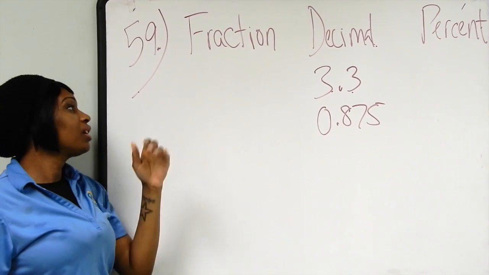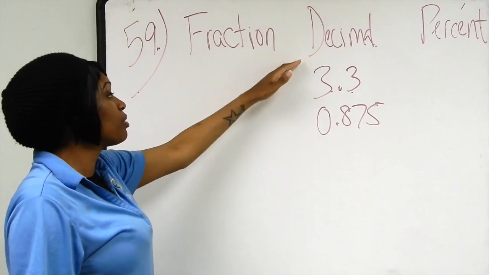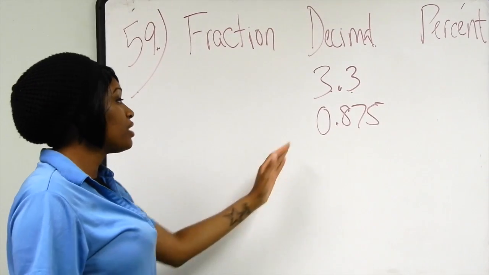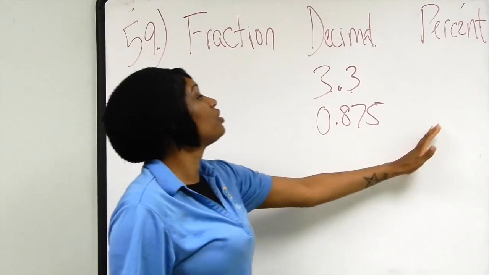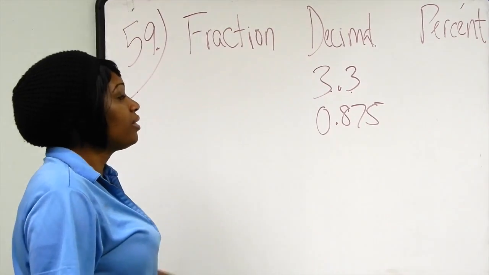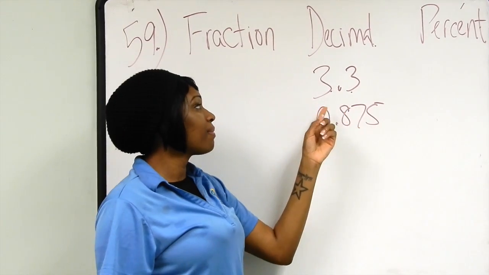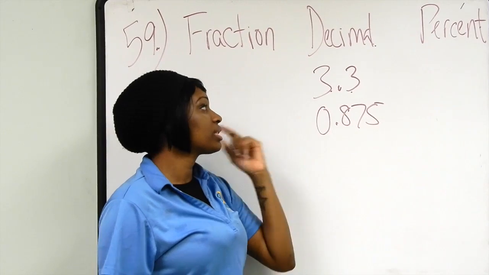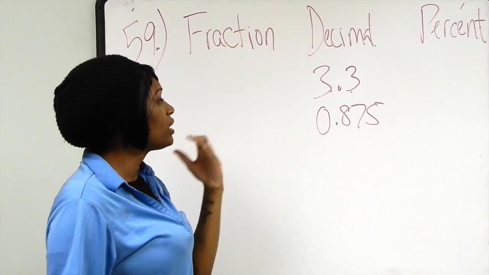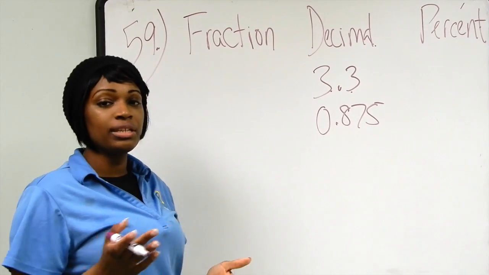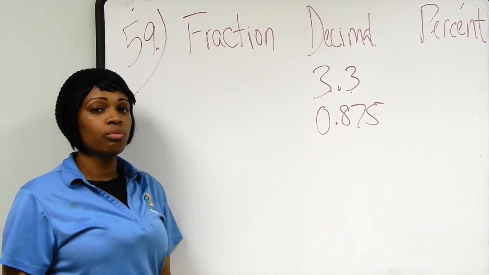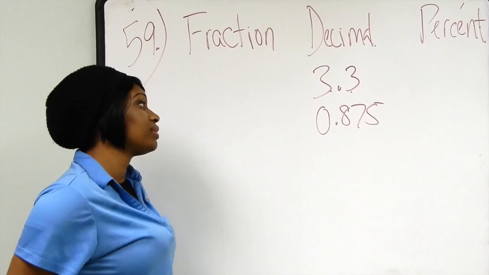Question number 59, we're trying to change the decimals that we have, 3.3 and 0.875, and we're trying to convert them to both percentages and fractions. The easiest thing you can do for this problem is to first convert it to percentages. So the decimal 3.3, in order to convert any decimal to a percent, you simply multiply by 100 or move 2 places to the right of the decimal place.